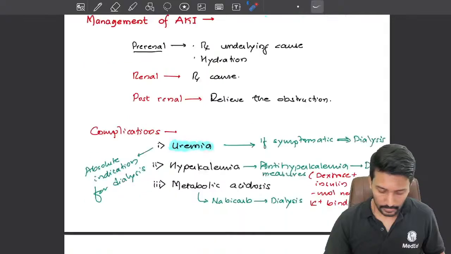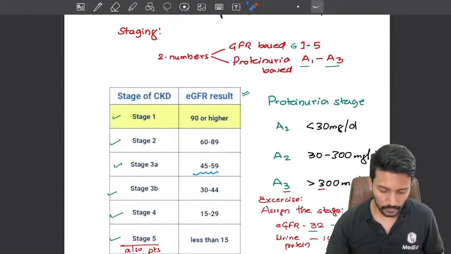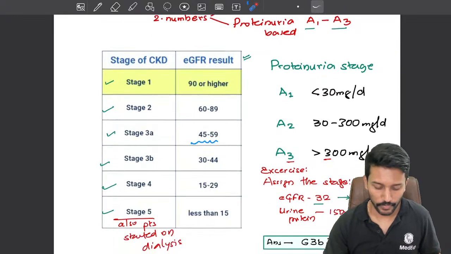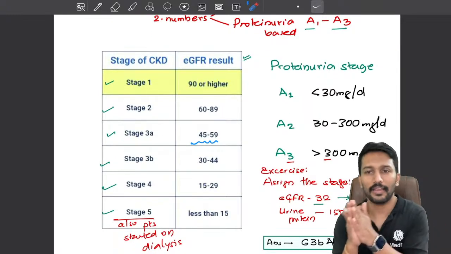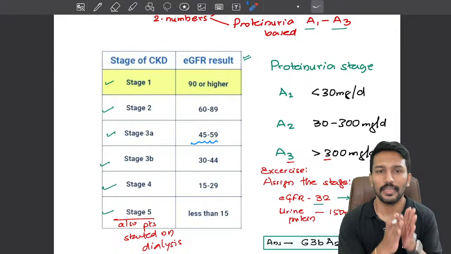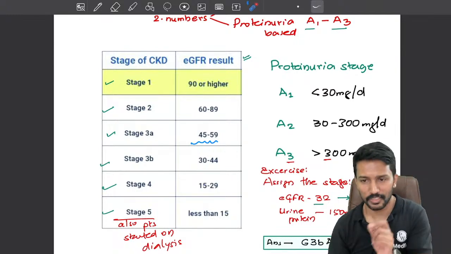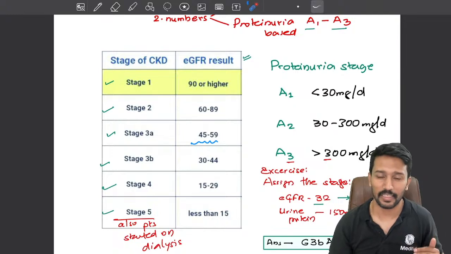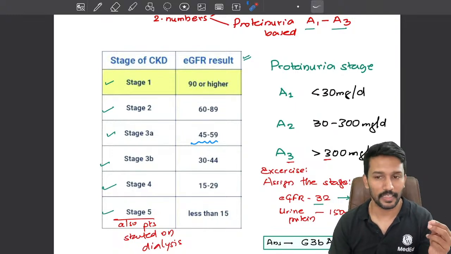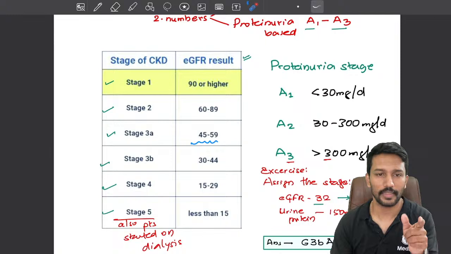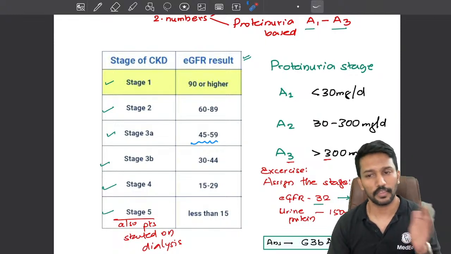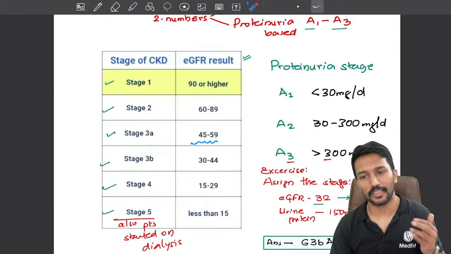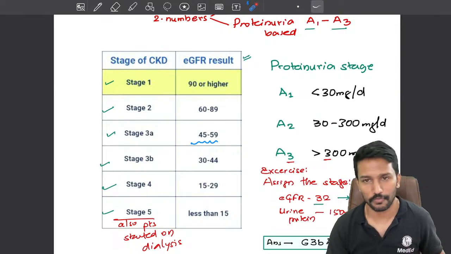Okay, then we had this KDIGO staging of the CKD, right? Where we have two numbers, the GFR number and the proteinuria number. GFR number, stage 1 is when GFR is 90 or higher, which is actually normal. Stage 2 is 60 to 89. Stage 3 is divided into 3A and 3B. 45 to 59 will be stage 3A. So in the question, the GFR was 55, that becomes stage 3A. Stage 3B is 30 to 44. When it is less than 30, it is stage 4. When it is less than 15, it is stage 5. Any patient started on dialysis is also stage 5.